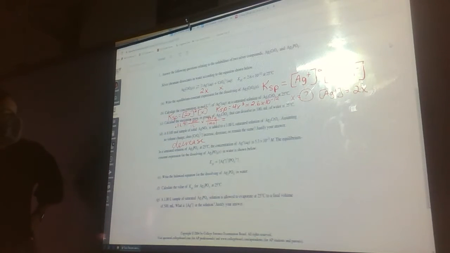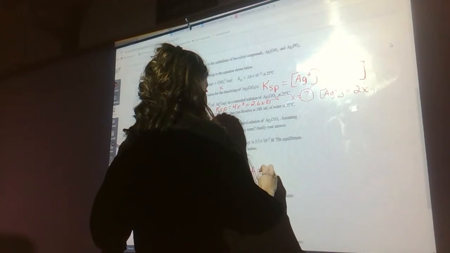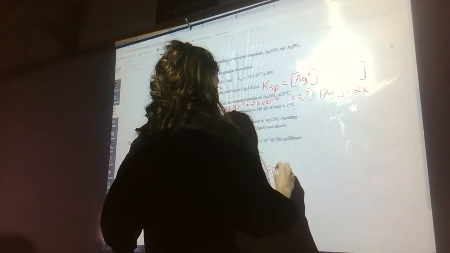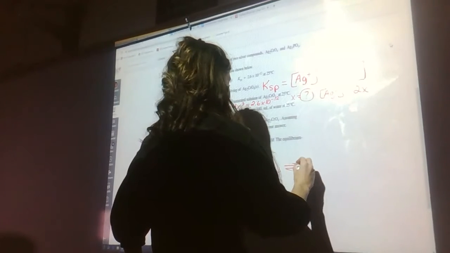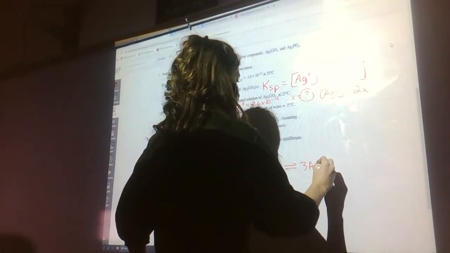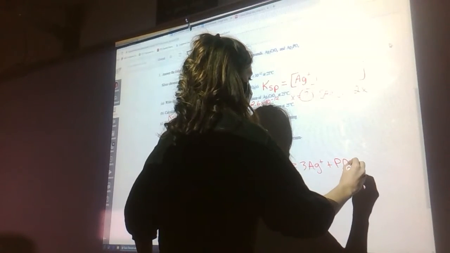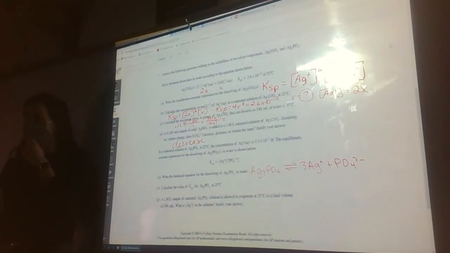All right. The next one is silver phosphate. Write the balanced equation for the dissolving of silver phosphate. Looks like that. It has to be equilibrium because it's dissolving. So it goes both ways? Yep.